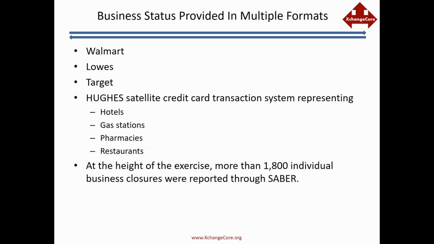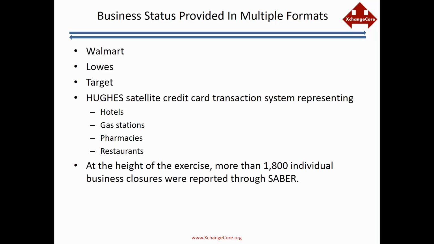Who is playing on the SABER side? We had information available from Walmart, Lowe's, Target. For the first time, we had the Hughes satellite credit card transaction system that represents about, across the country, 100,000 or so hotels, gas stations, pharmacies, restaurants, anybody who's making credit card transactions. And the credit card transaction is a proxy, and it's only an approximate proxy, but it's a proxy for whether the facility is open or closed.